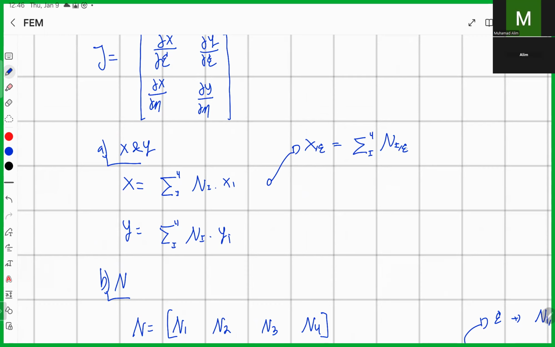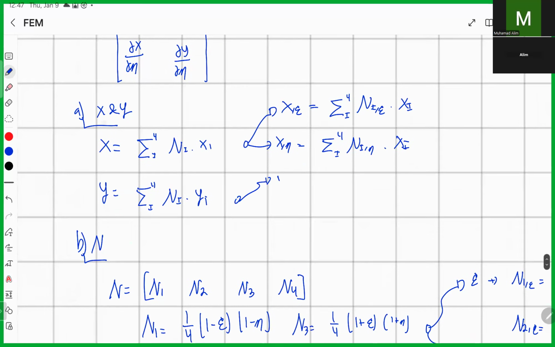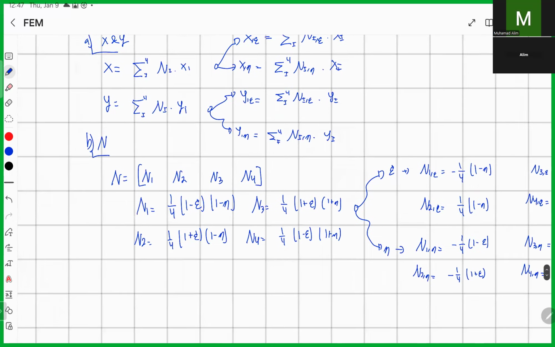So this is N xi multiplied with the x coordinate, xi here. And then if you want to get x with respect to eta, you just need to multiply the shape function derivative with respect to eta with xi, and this applies with y with respect to xi. So you multiply for this one yi, and then y eta, you multiply with yi. So this is what we're gonna have.